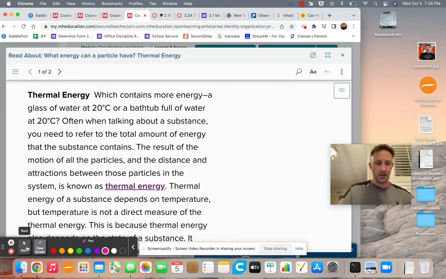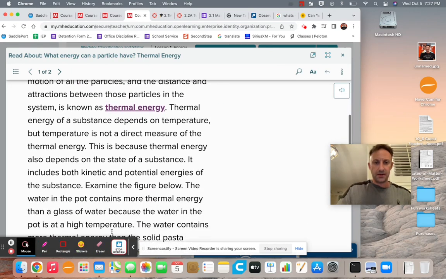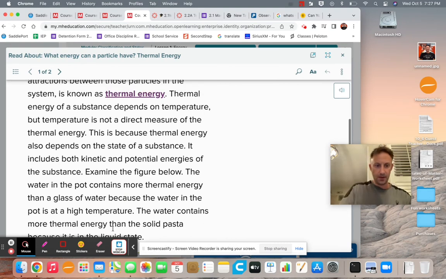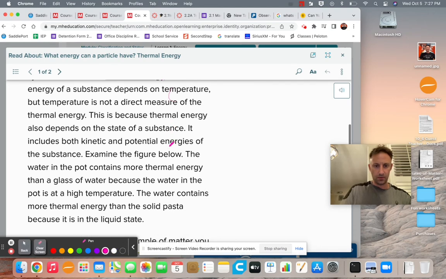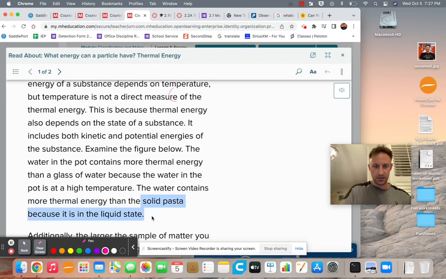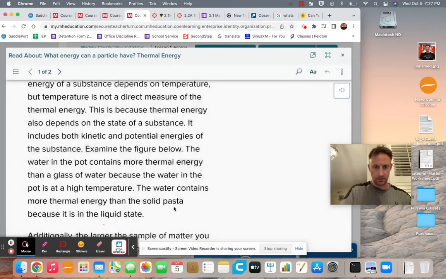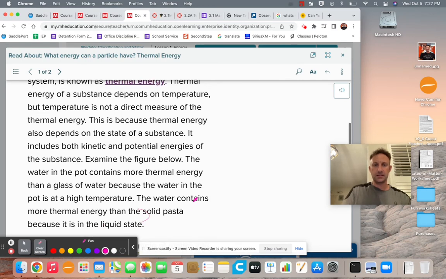All right, so let's go down and let's have you read one more time. I'm going to have you read from this word thermal energy all the way down to the phrase liquid state. Oops, look out. Let's go back. There we go. So go ahead and pause and let's see if you can figure out what you were supposed to highlight.